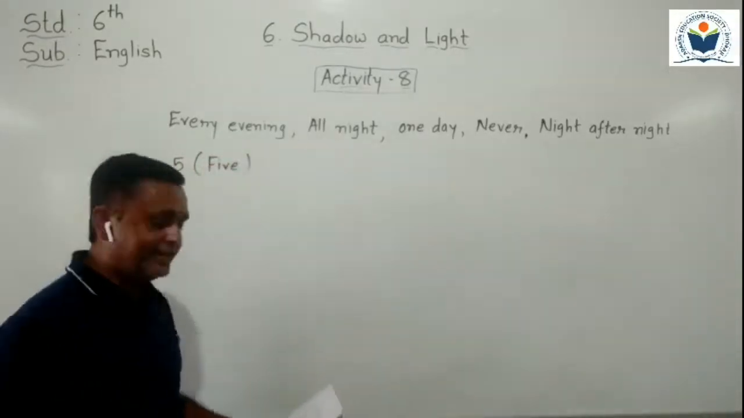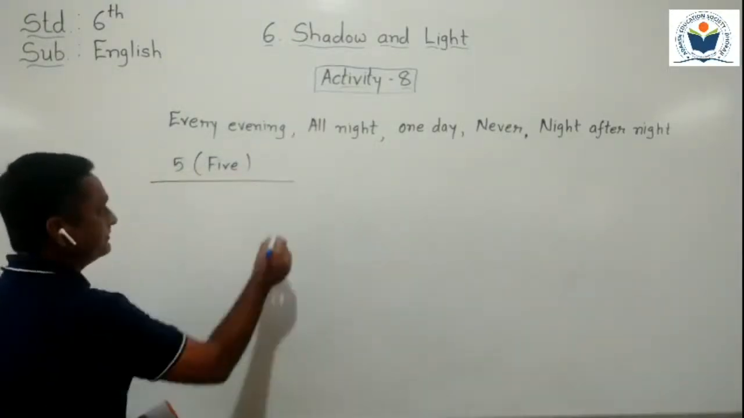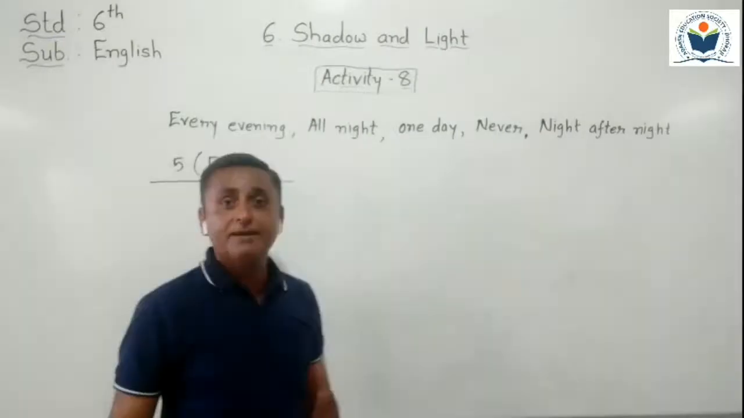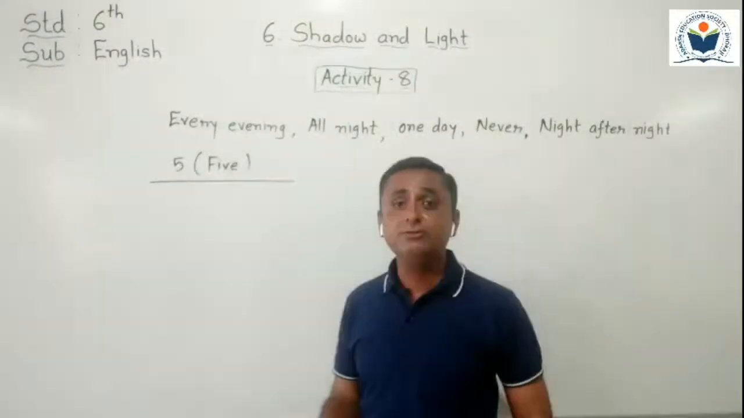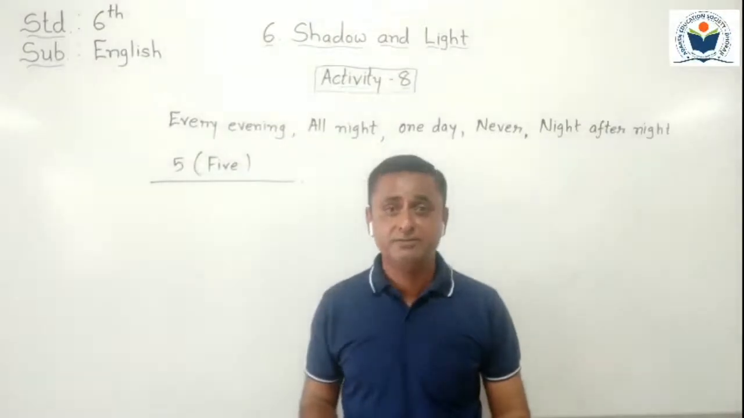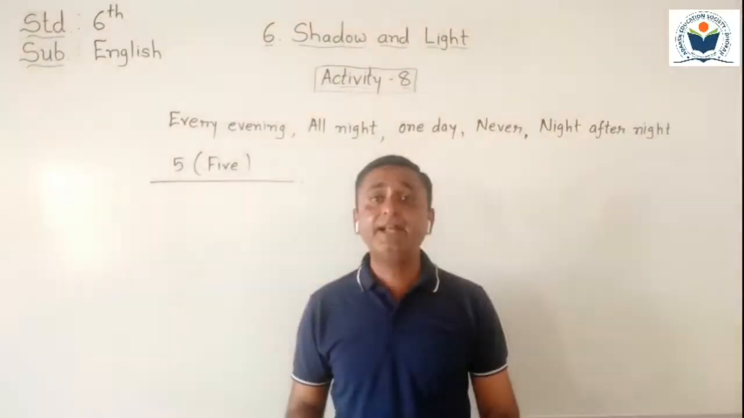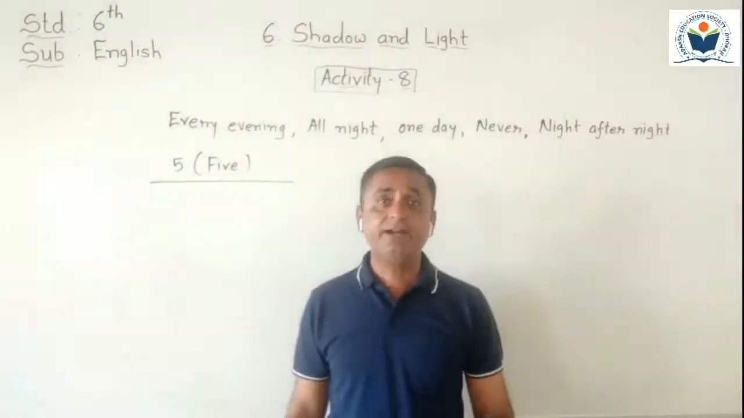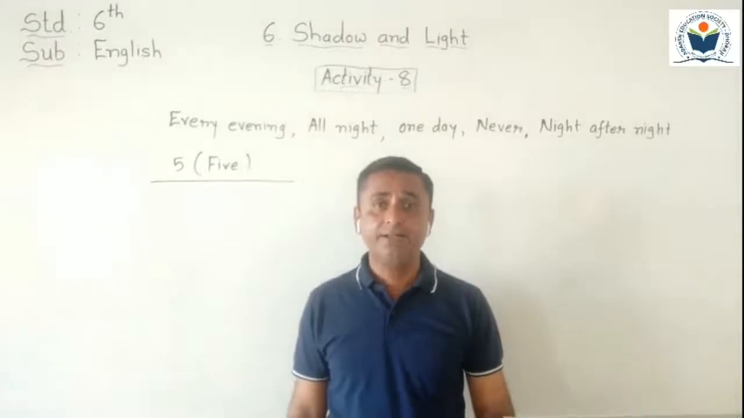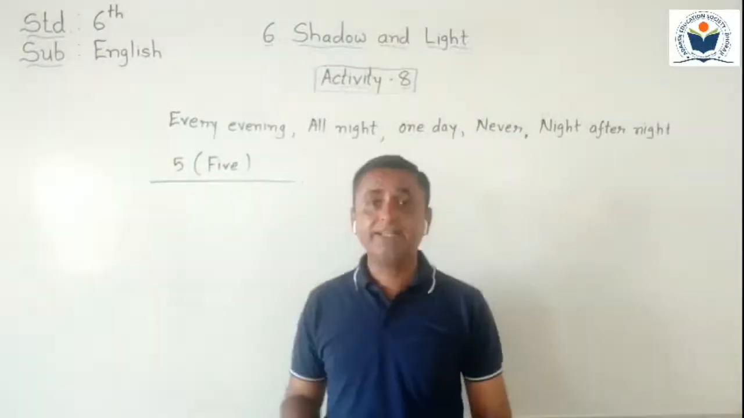On the downside, space is given here like that. One underline is drawn. In that space, you have to write 5 in figure and in brackets, you have to write 5 in words. After that, a red line is given here. We just have to understand it and find out the next thing.